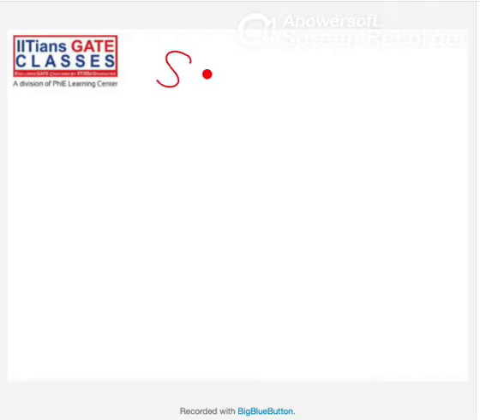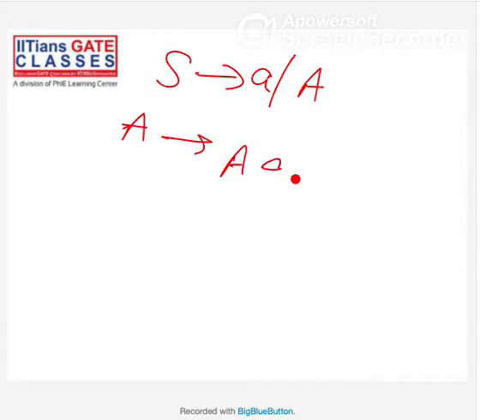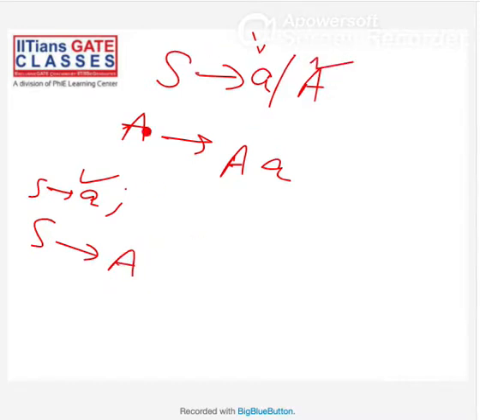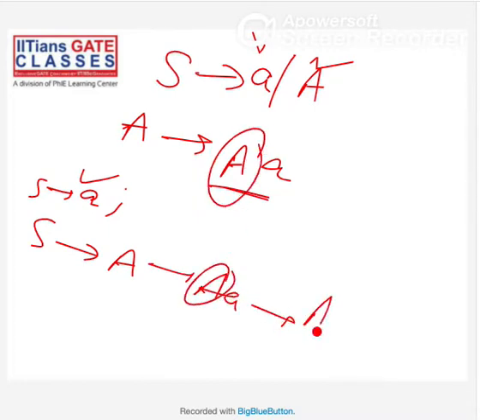For example, let's assume I give you this grammar, where S goes to a, and A goes to A. In this grammar, you can notice that S will derive a. That is okay. Now when S goes to A, this A will have to go to A, and this A will again have to go to A.